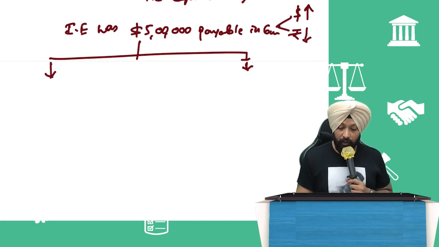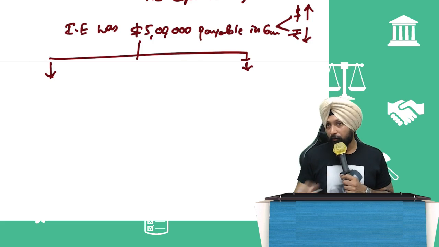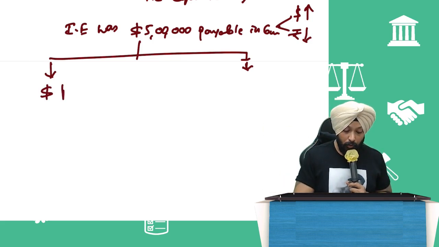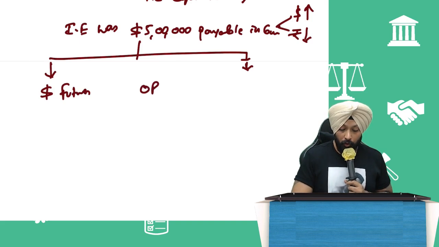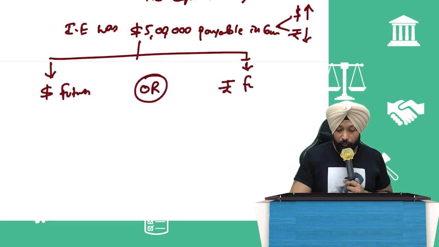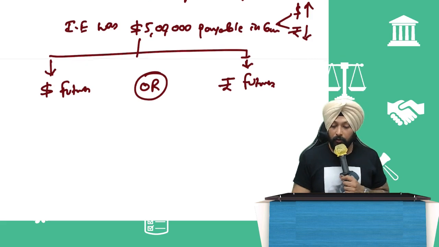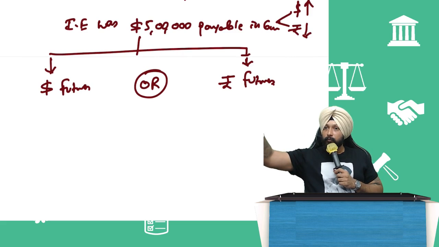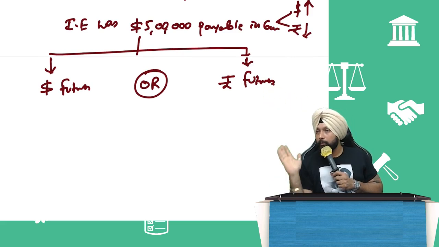Now what they do, guys, when they give you futures, forward contracts you have learned, no? Now we're talking about futures. Either they will give you dollar futures or rupee futures in the exam. Hedging through futures is very easy. You just ask yourself 2 questions all the time. You don't have to learn anything. You will become a master in it.